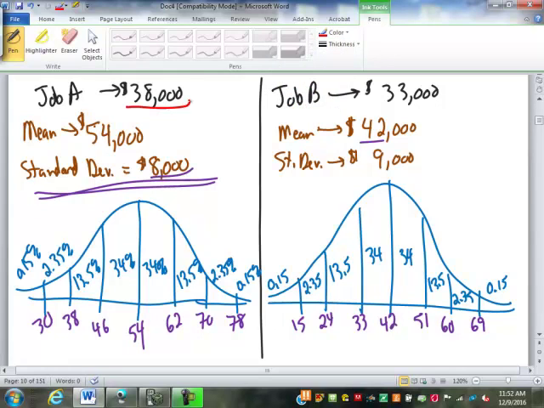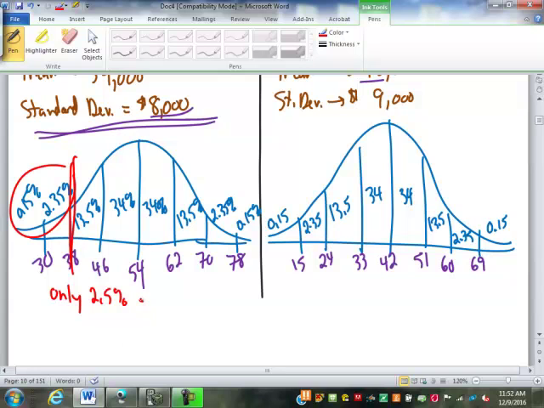So over here, you were offered 38,000. That would be right here. If we add these up, you are only earning more than 2.5% of the population there. So only 2.5% earn less than that offer. Or the other way of putting it is 97.5% earn more than that.